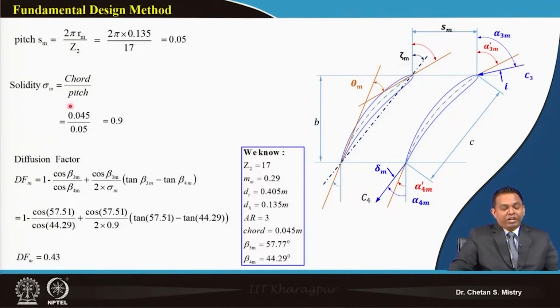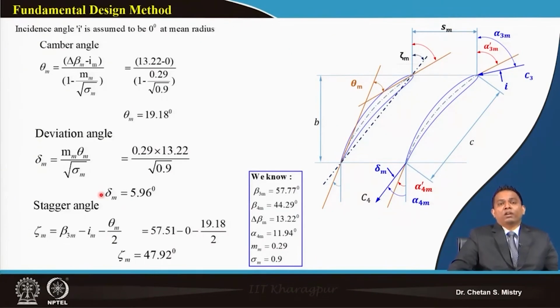Once this solidity is known to us, we can do our calculation for the diffusion factor at the mid station for rotor 2, and that's coming 0.43. Be careful in putting the angles: beta 1, beta 2 here will be beta 3 and beta 4. Okay.